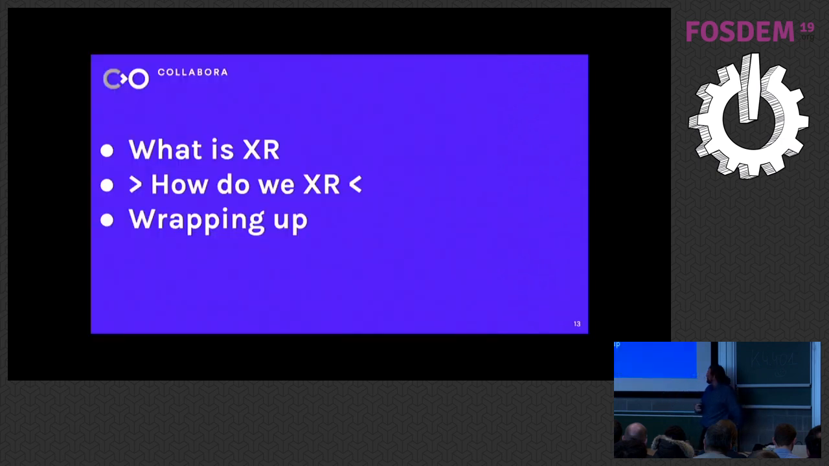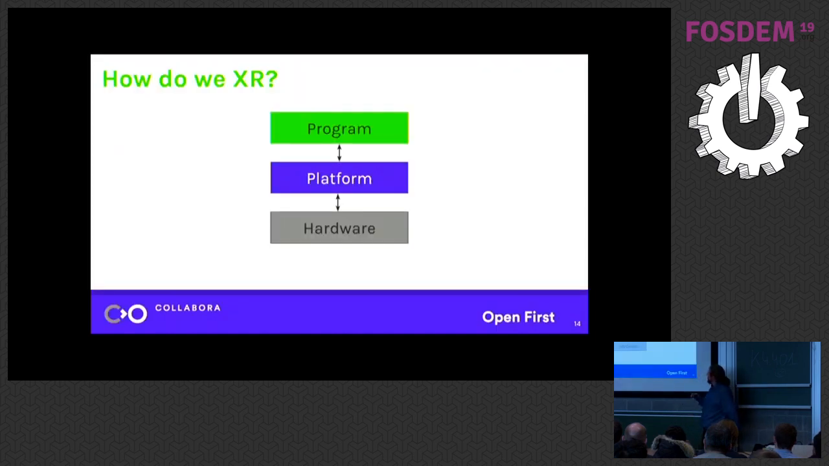So then moving on, how do we do XR, especially in open source? Looking at it very simply, you have your programs, your applications, your games, the things that are actually shown to the user. You have your platforms, and to draw a parallel with graphics, this is your X, your Mesa, all that, your Linux. And then there's hardware, which I'm kind of glossing over right now.